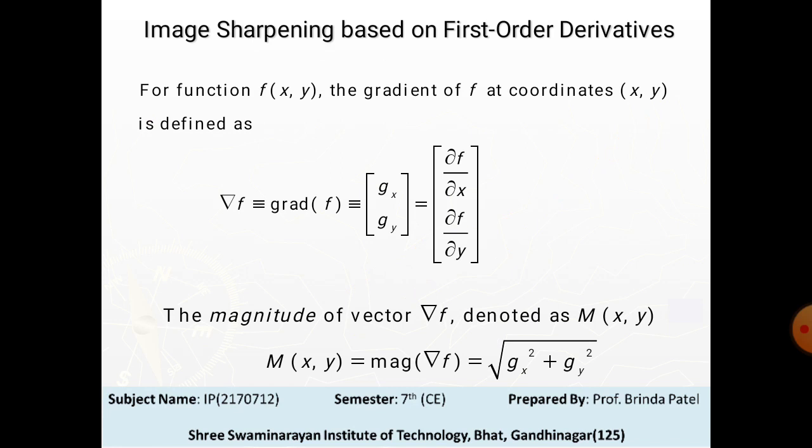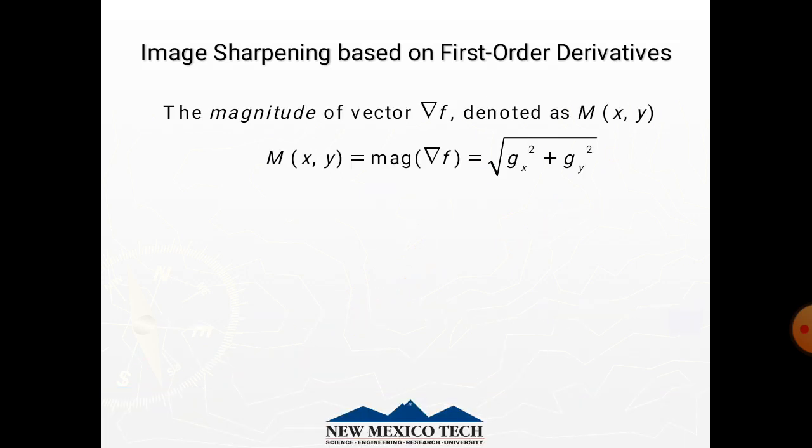The vector has the important geometrical property that it points in the direction of the greatest rate of change of f at location (x,y). The magnitude, or length, of vector del f is denoted as M(x,y), where M(x,y) equals the magnitude of del f, which is the square root of gx squared plus gy squared. This is the value at (x,y) of the rate of change in the direction of the gradient vector.